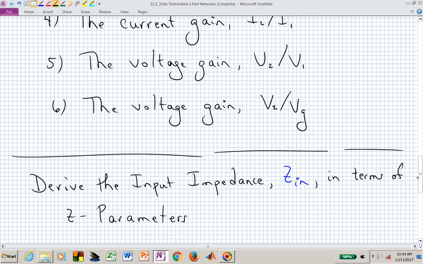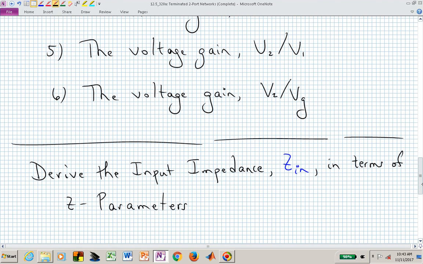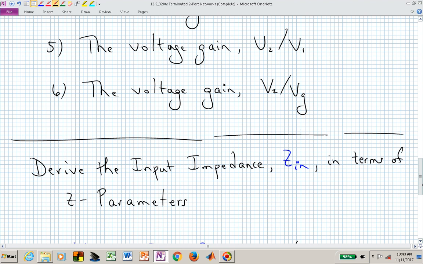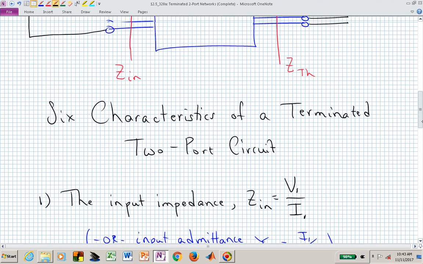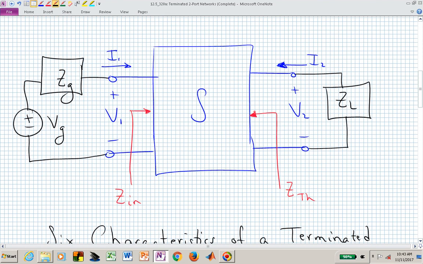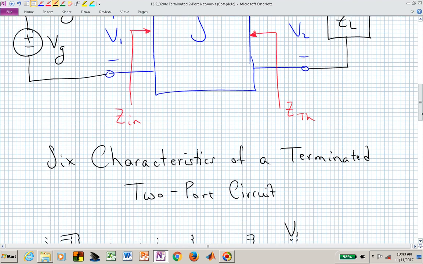Let's now illustrate, and in the book you can find these different relationships between Z sub n, Z Thevenin, the voltage gain, etc. in a table, but let's just illustrate where one of those might actually come from. In this particular discussion, we're going to focus on the input impedance, Z sub n, which is looking at the loaded circuit, or the terminated two-port, from the input port side.